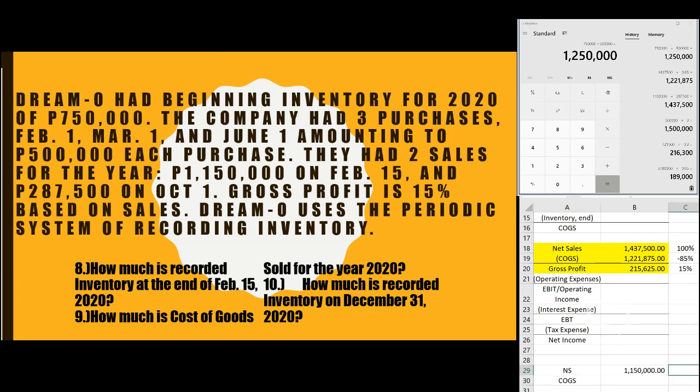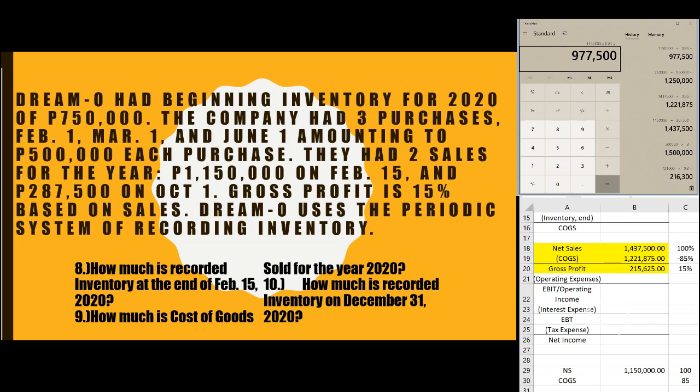Kasi remember guys kailangan ang ibabawas natin sa inventory is hindi yung selling price. Kailangan ang ibabawas natin is yung cost. Yung recorded cost talaga niya. Kung magkano natin siya nabili, yun din yung ibabawas natin pag nabenta natin yun. Okay? So, this one is, once again, 100%. This one is 85%. So, simply, 1,150 times 0.85. Okay. 977,500. Ito yung nabenta natin.